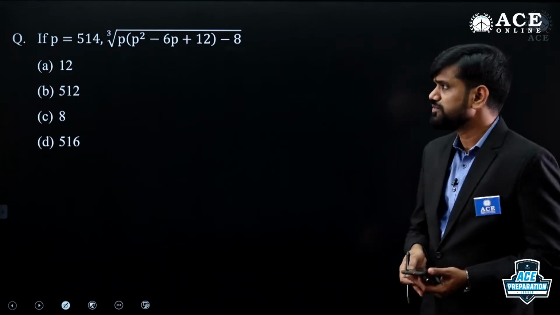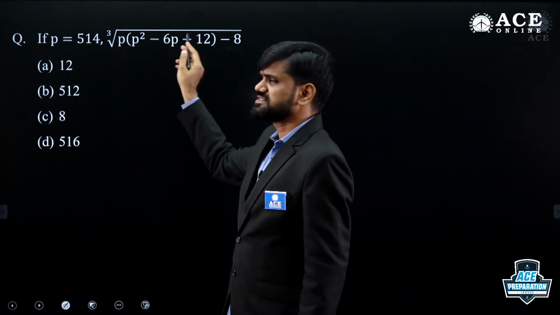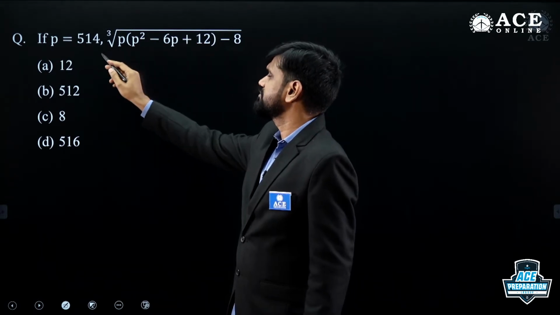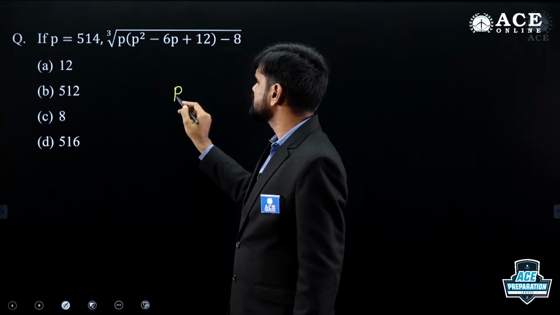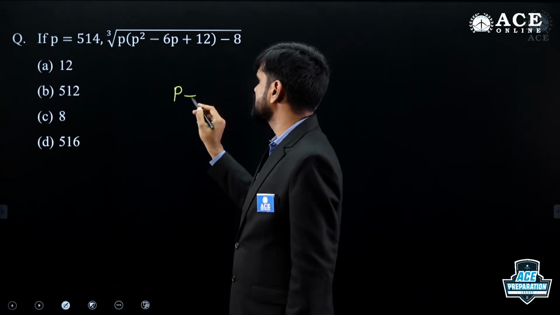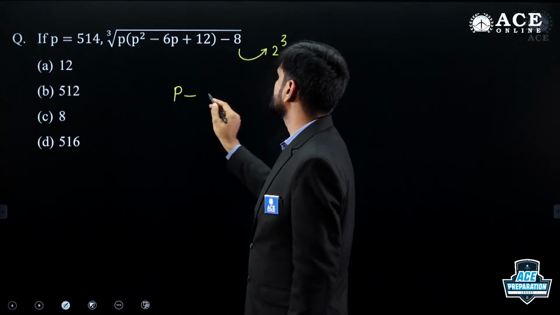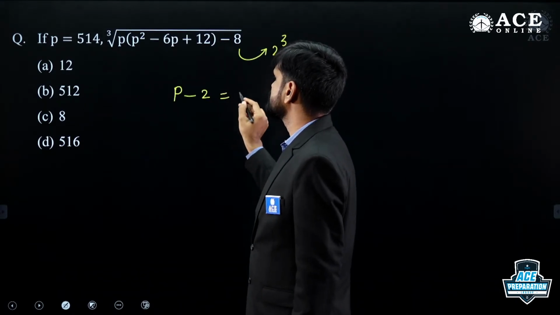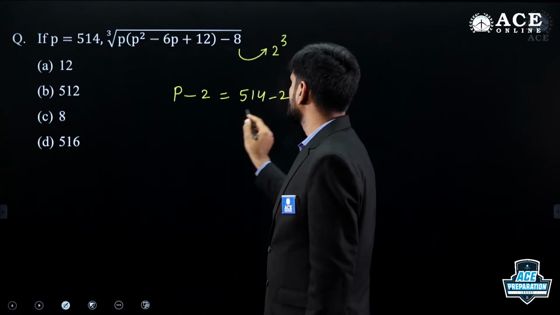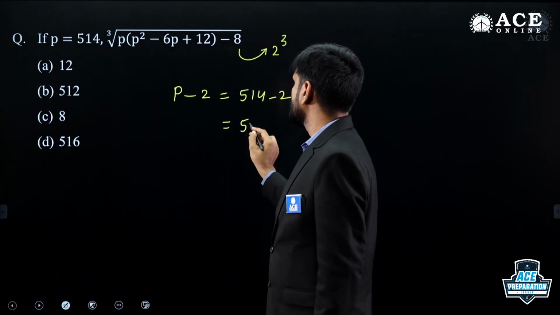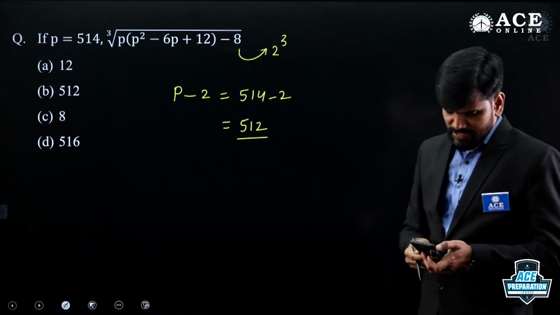That should be 512. Why, sir? Again, I have something like cube root of some operation inside. You simply go ahead with what? P. Your answer should be, if at all you have minus here, put minus. This 8 represents what? 2 cube. So you just put 2 here. P minus 2 is your answer. You already have 514. Minus 2 should be equal to how much? 512. Is that clear?